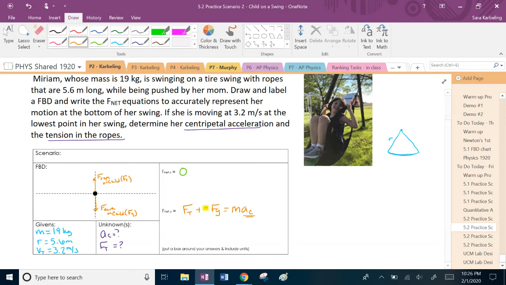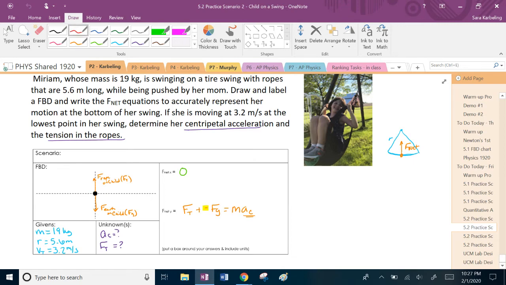We know that as she's moving, here she is right at the middle of her swing, there is a force pulling her this way. The net force is pulling her this way, causing that acceleration upwards towards the center. It's a center-seeking force, okay? All right, so let's go ahead and solve for a sub c.